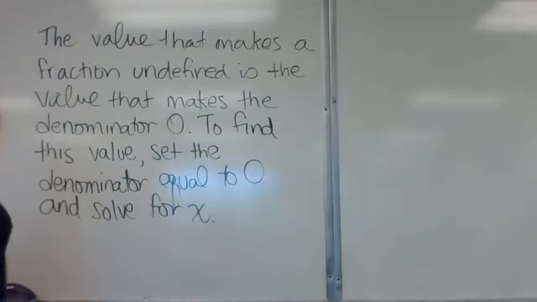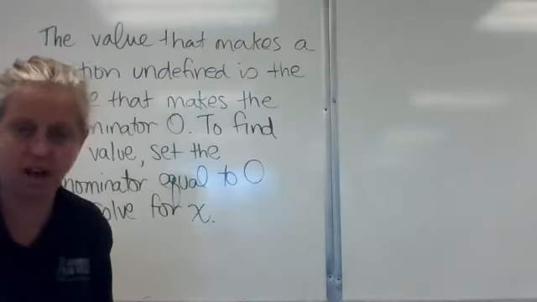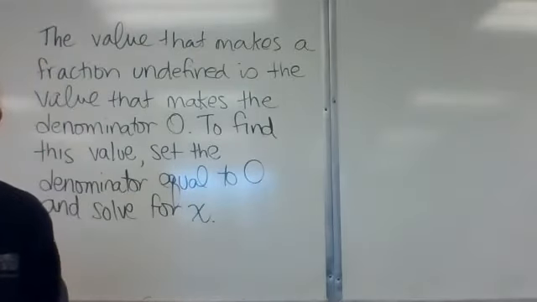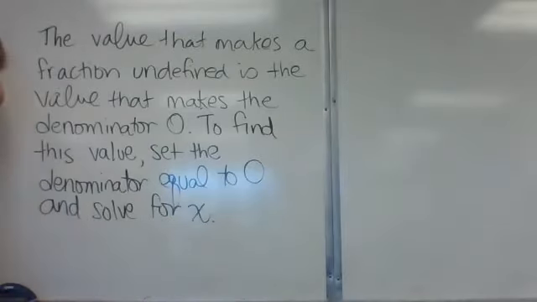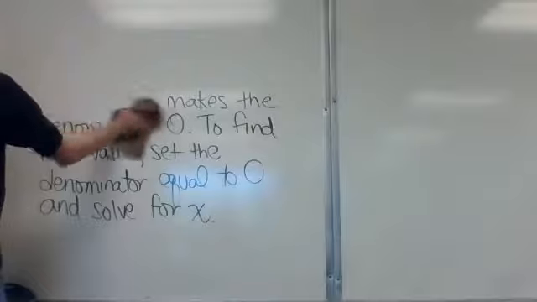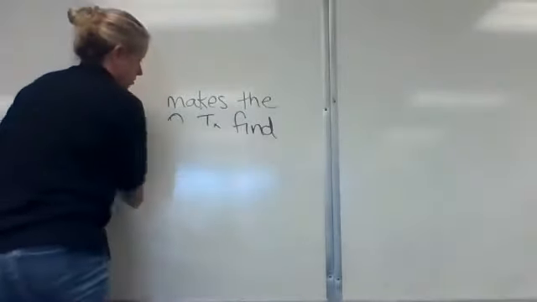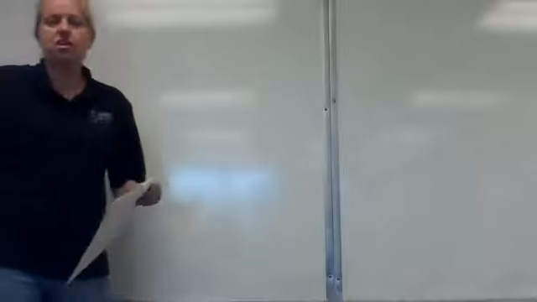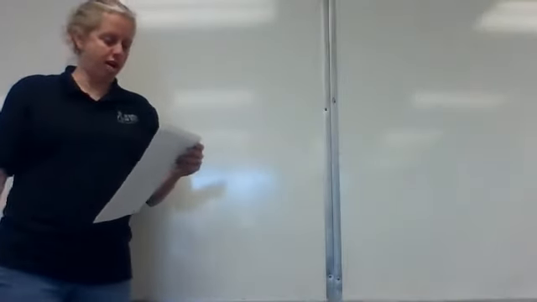We're going to set the denominator equal to 0 and then solve whatever that equation is for the x or the v or whatever letter they're using. Okay, so let's look at number 4. First, find all the numbers for which the rational expression is undefined, and a rational expression is just a fancy way to say fraction. We have 17 over 6b.